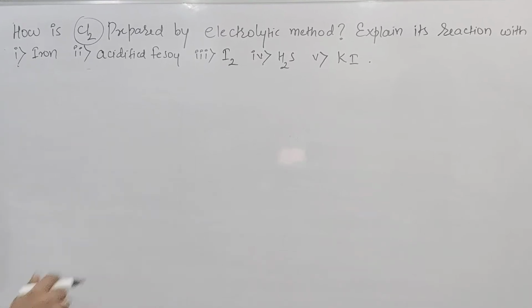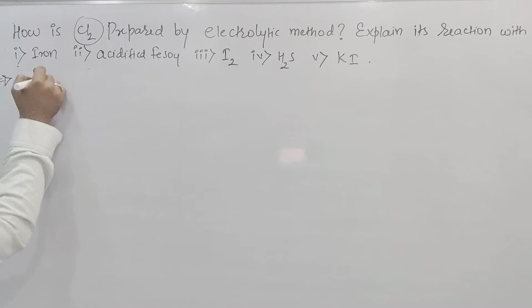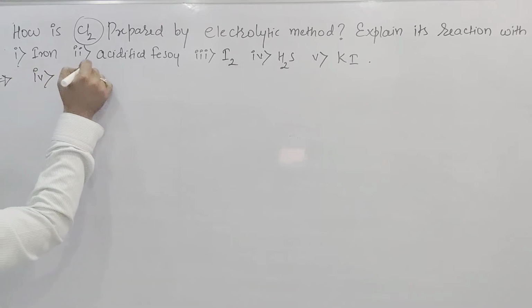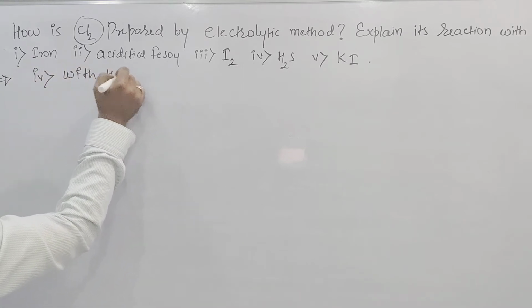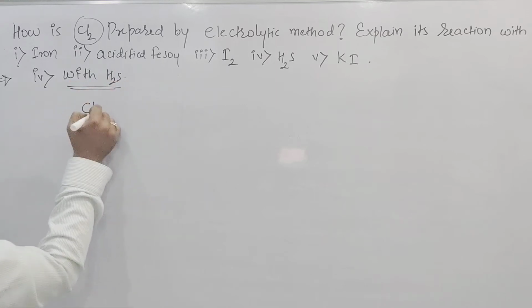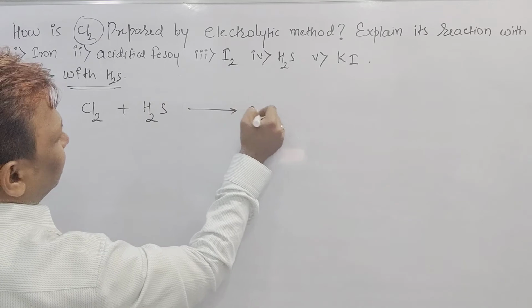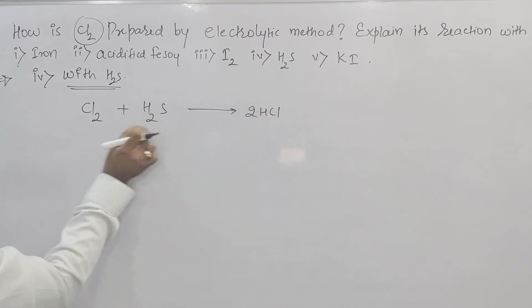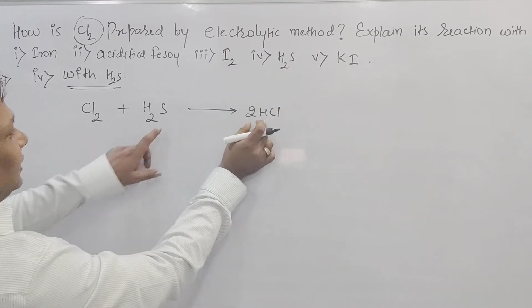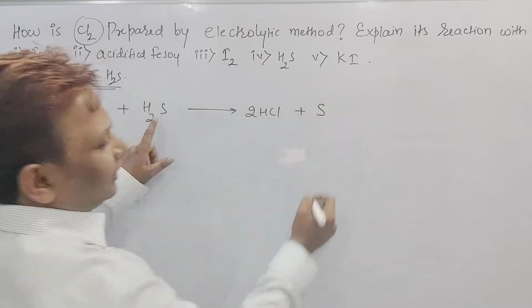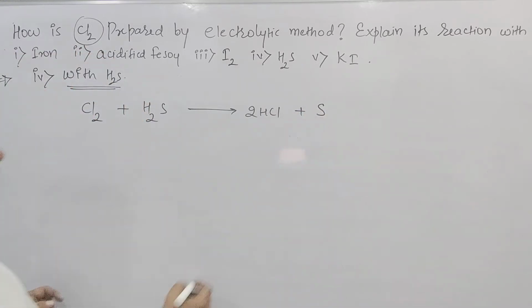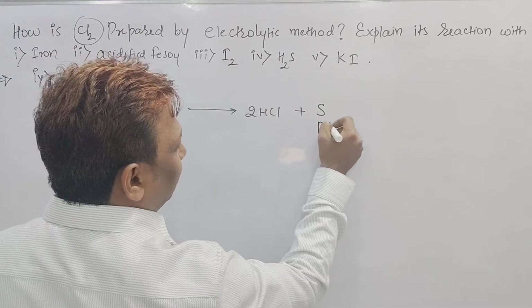Now, the reaction of chlorine with H2S we will see. The fourth one is the reaction of chlorine with H2S. Very simple. Chlorine on reacting with H2S gives rise to 2HCl. See, 2 hydrogen, 2 chlorine gives rise to 2HCl. Sulfur is there, so sulfur came out. We can say sulfur will come out in precipitate form.